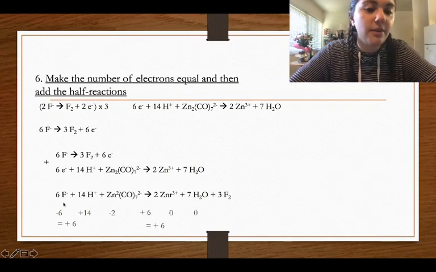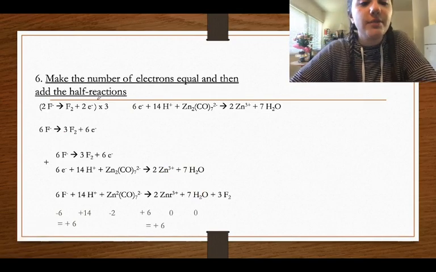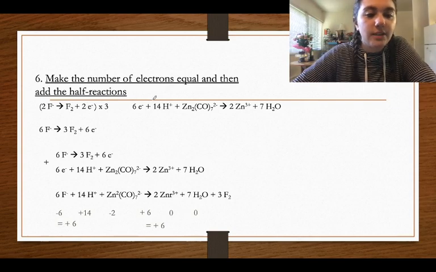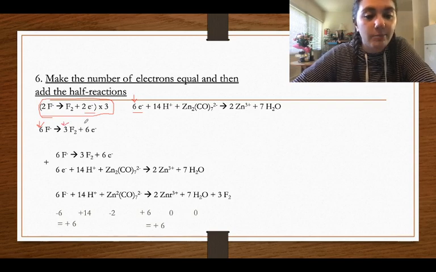Then I need to make the number of electrons equal and add the half reactions, and to do that, just like I said before, we have to make sure that this number of electrons equals this number of electrons. For 6 and 2, the lowest common multiple is 6, and therefore I would multiply this whole thing by 3, right? So then I have to make sure that all of my coefficients also get multiplied by 3. Please be sure you do that. And then I get +6.